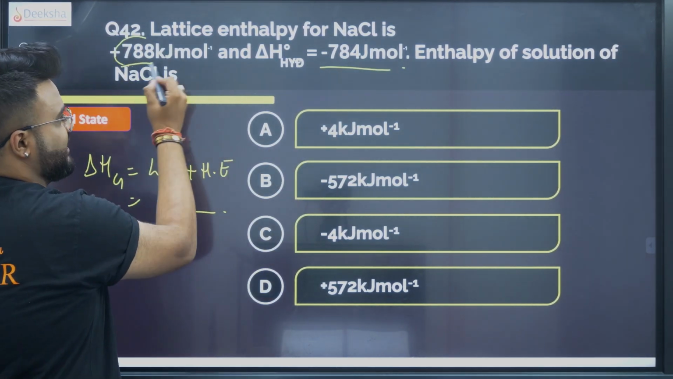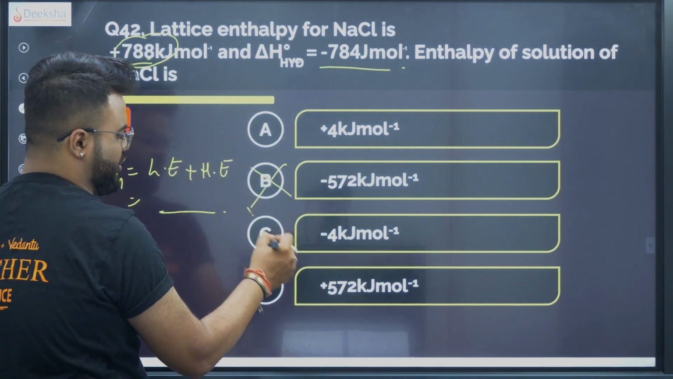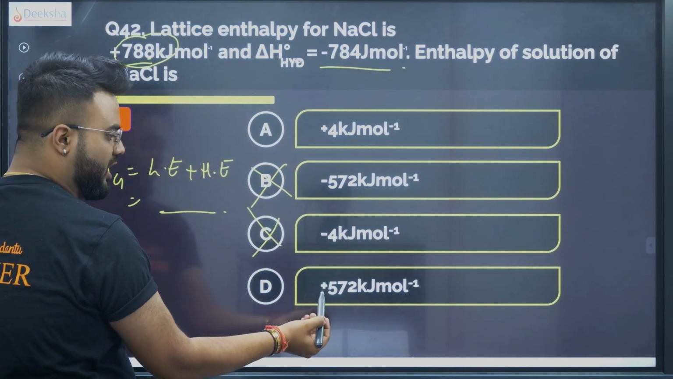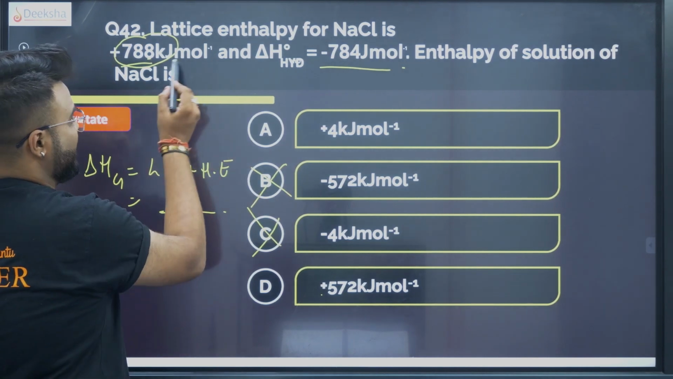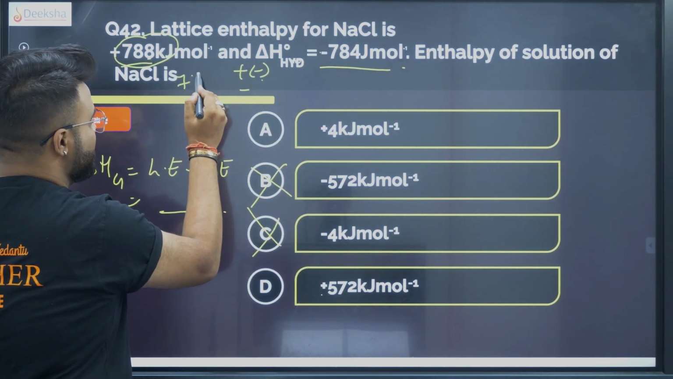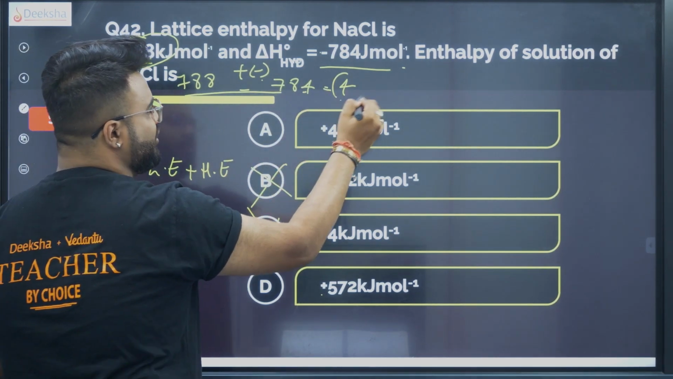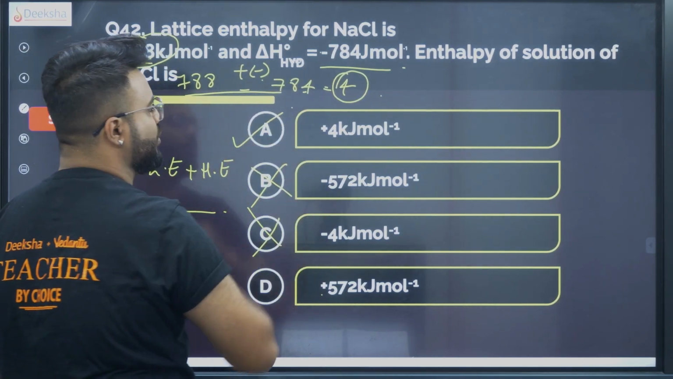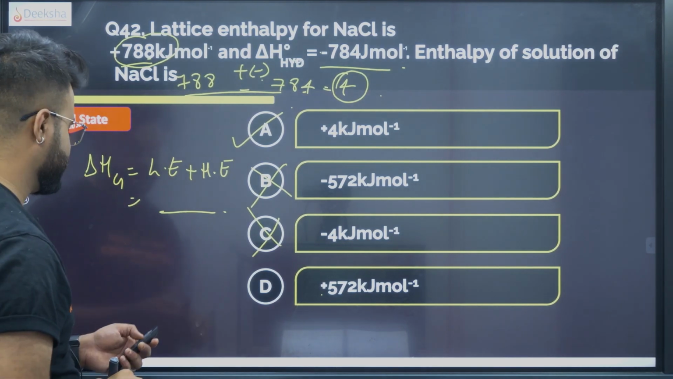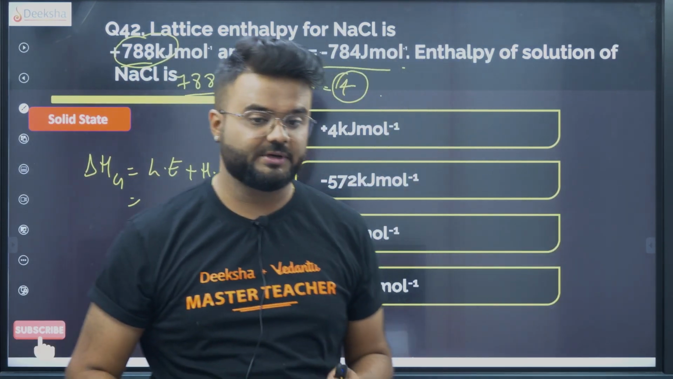The bigger number's sign is what decides the sign of the answer, which is plus. So option B and option C will be wrong. When I add, plus into minus is minus, so 788 minus 784 is 4 kilojoules per mole. Therefore option A will be the correct answer. And this is from the deleted syllabus, from the solid state chapter.